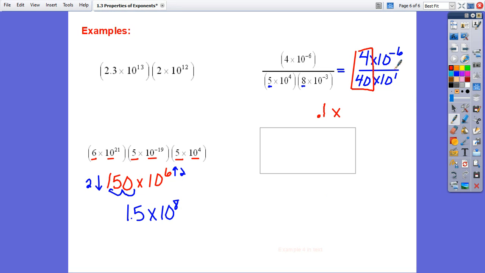Now, here, notice that I have 10 to the negative 6 and 10 to the first. So when I divide powers, I subtract exponents. And so that's our property there. So I'm going to get 0.1 times 10 to the negative 7. Now, I'm not done. That's not in scientific notation. So what we do is we move this over 1. So this went up in value by 1. So this needs to go down in value by 1. So we have 1 times 10 to the negative 8, or 10 to the negative 8. But that's in scientific notation with the 1 in front.